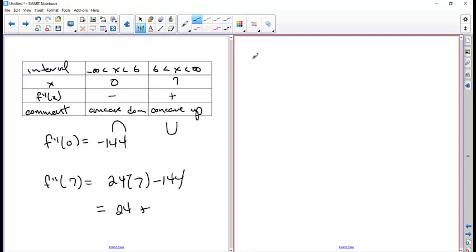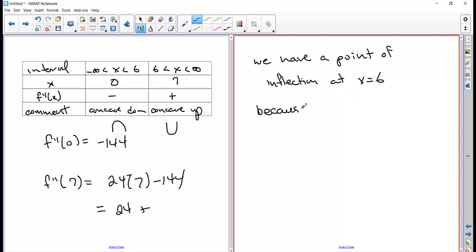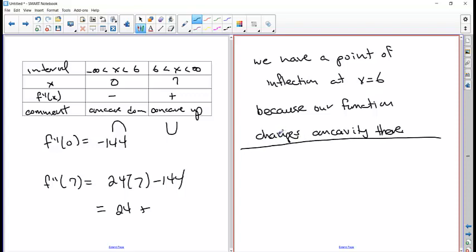Well, we can now say that we do have a point of inflection at x equals 6 because our function changes concavity there. Now it doesn't have to go from up to down or down to up, it just has to go from one or the other. In this case it goes from concave down to concave up. So that is the conclusion we can make about concavity.